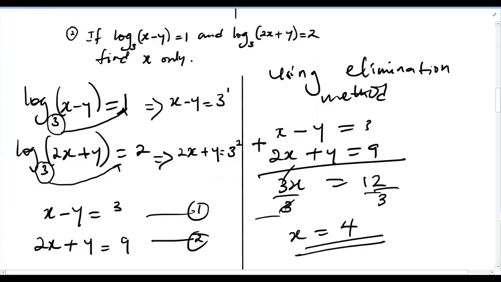Now, since the question said find the value of x only, we've done that. Now, if you were to find the value of y, how do you do it? So simple, right? From this first part, from equation 1, you can just fix y there. That means you replace x with the value of x there, which is 4.